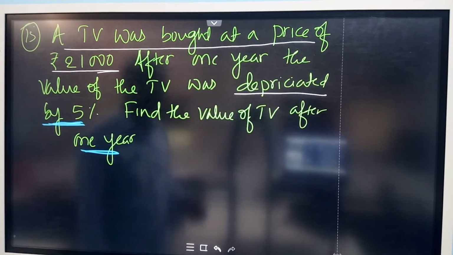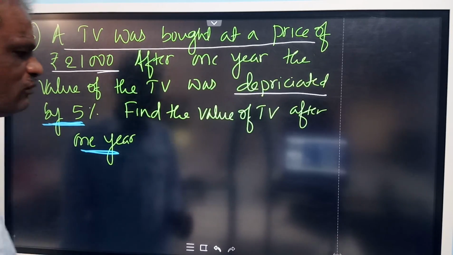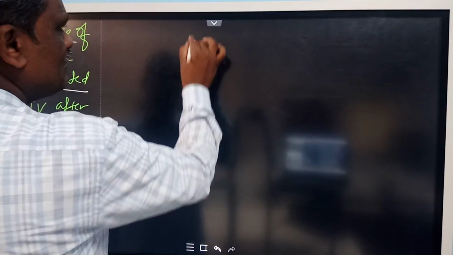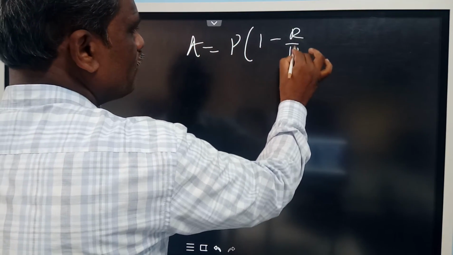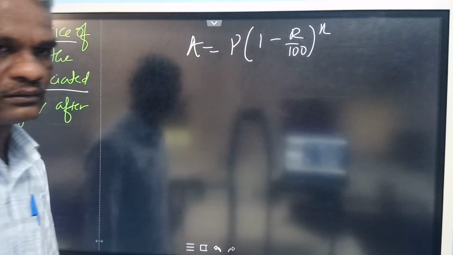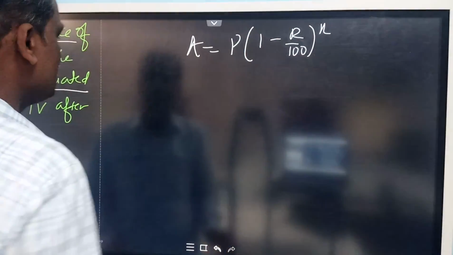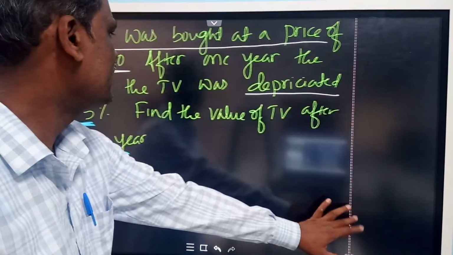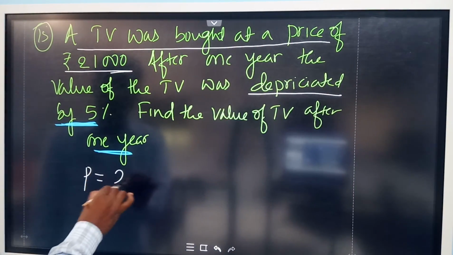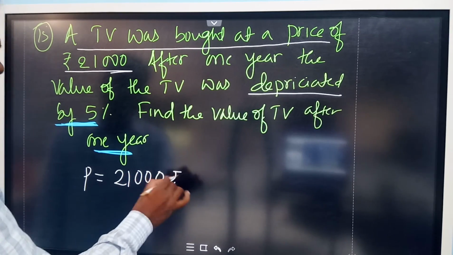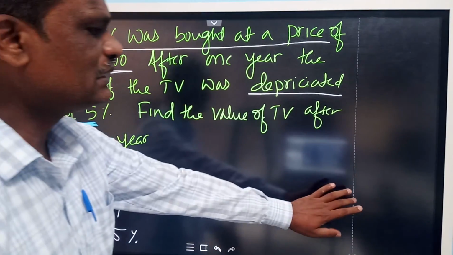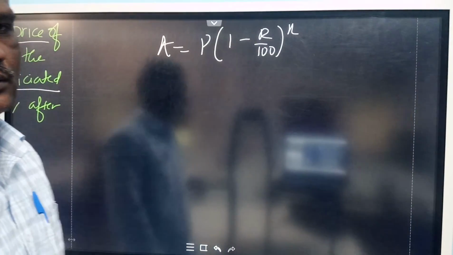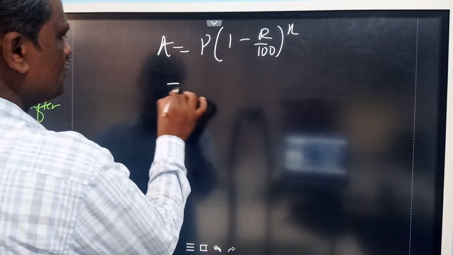Since it is a depreciation, you have to change the formula. The formula should become like this: A is equal to P into, instead of 1 plus R, 1 minus R by 100 whole to the power n. Since it is a depreciation, you have to change the positive sign to negative sign. P value you take 21,000 only. Then after 1 year, n is equal to 1 year and the rate R is equal to 5%. Only difference, since it is a depreciation, change the formula, plus to minus.